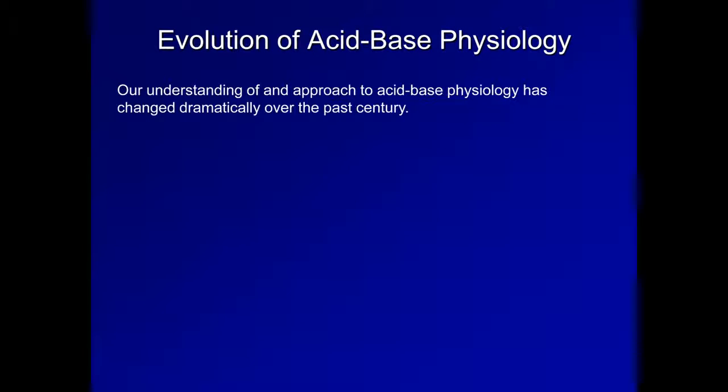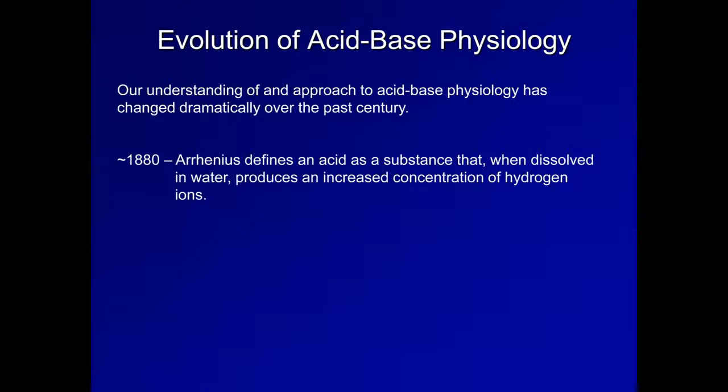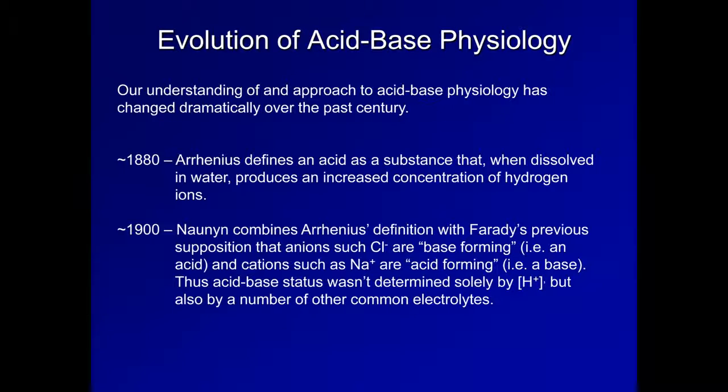Modern acid-base chemistry began in the 1880s when Arrhenius first defined an acid as a substance that, when dissolved in water, produces an increased concentration of hydrogen ions. Around 1900, Nouwen combined Arrhenius's definition with Faraday's previous supposition that anions such as chloride are base-forming and cations such as sodium are acid-forming. Thus, acid-base status wasn't determined solely by the concentration of hydrogen ions, but also by a number of other common electrolytes.